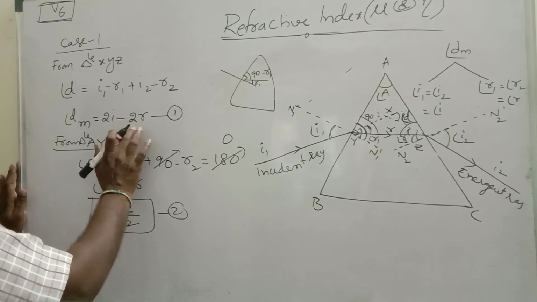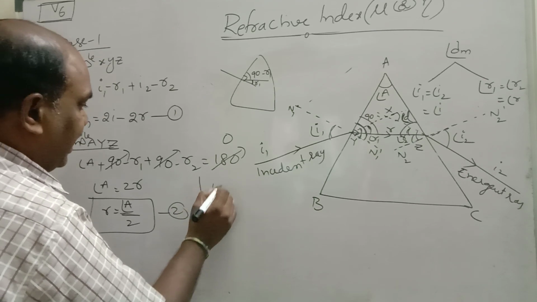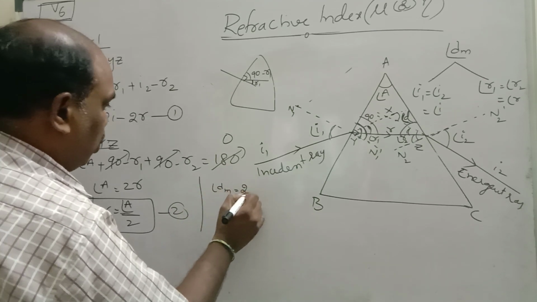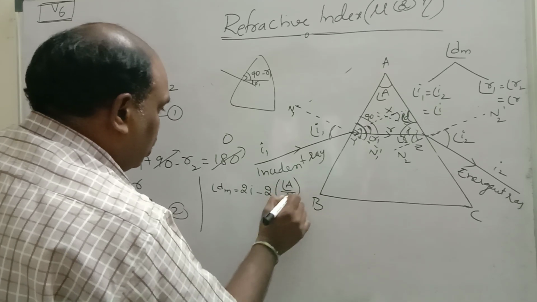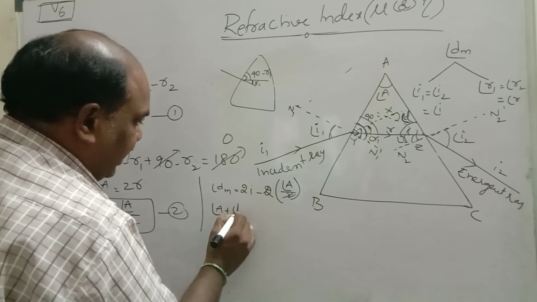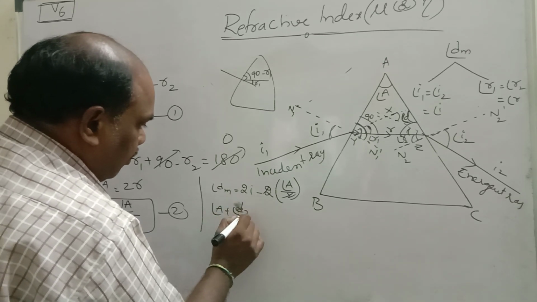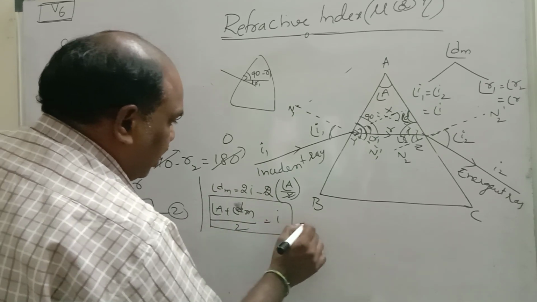This angle R value I am going to substitute here. So angle DM is equal to 2I minus 2 into R. R is nothing but angle A by 2. The 2 cancels. Minus A comes to this side, which means angle A plus angle DM, by 2, is equal to I. I got the I value, I got the R value.